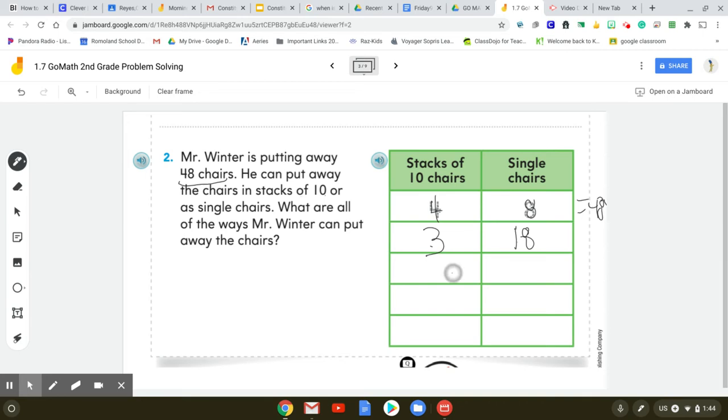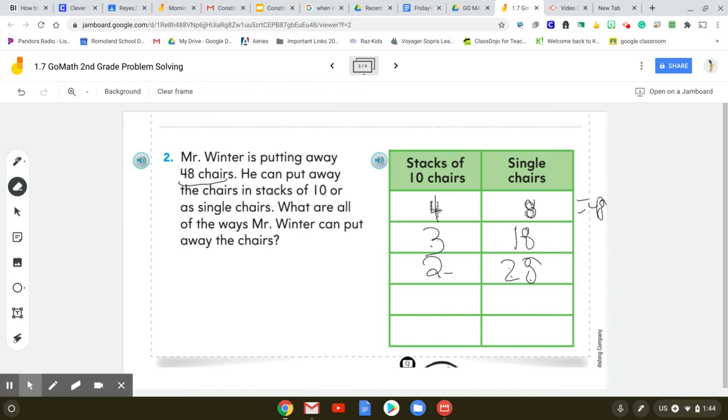Okay, on my third row, I'm going to do the same thing. I'm going to take 1 ten away, and it's going to be 2. And that 10 is going to come over here to my singles, and that's going to be 28. It's still going to equal 48. 2 tens plus 2 tens is 40, and 8 ones.